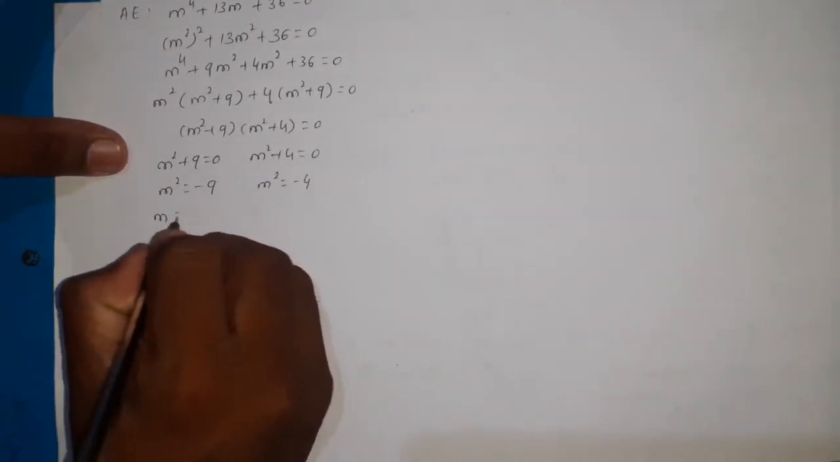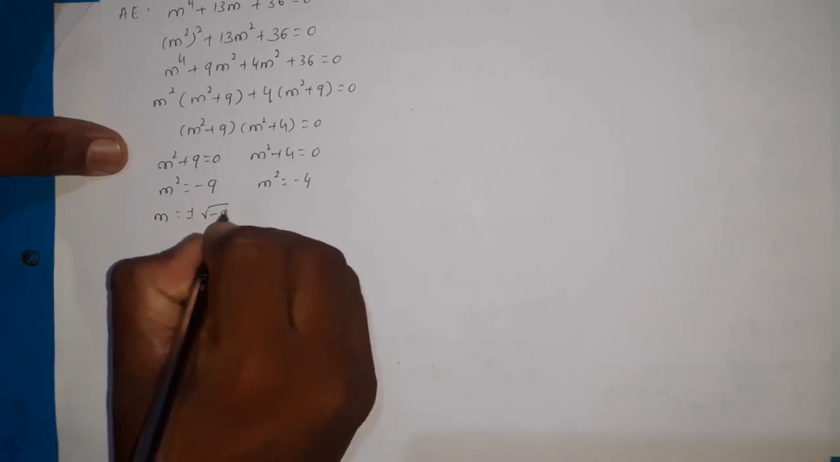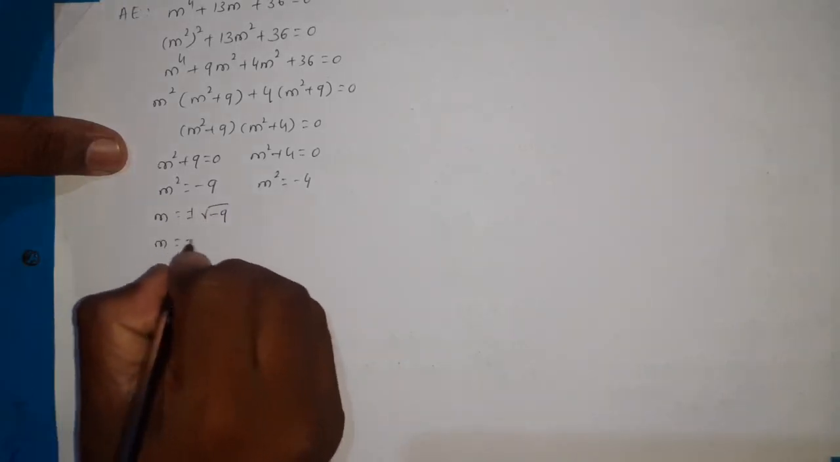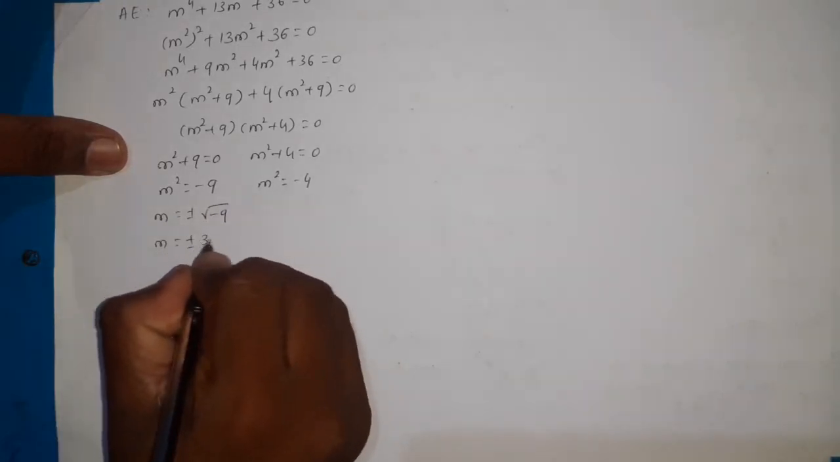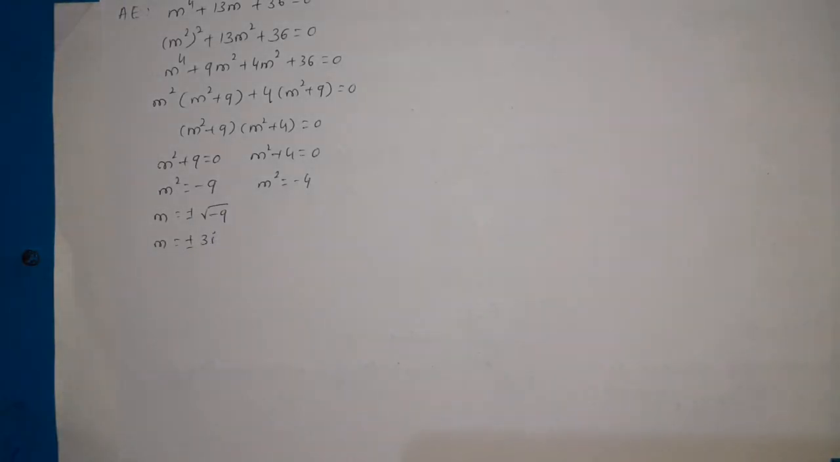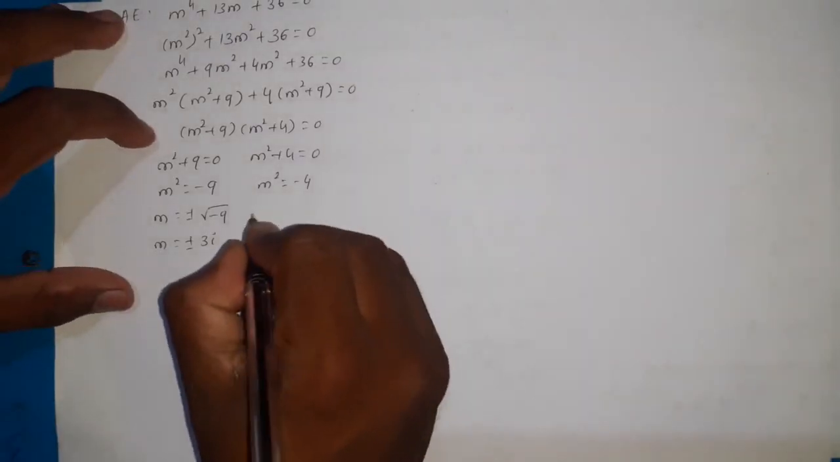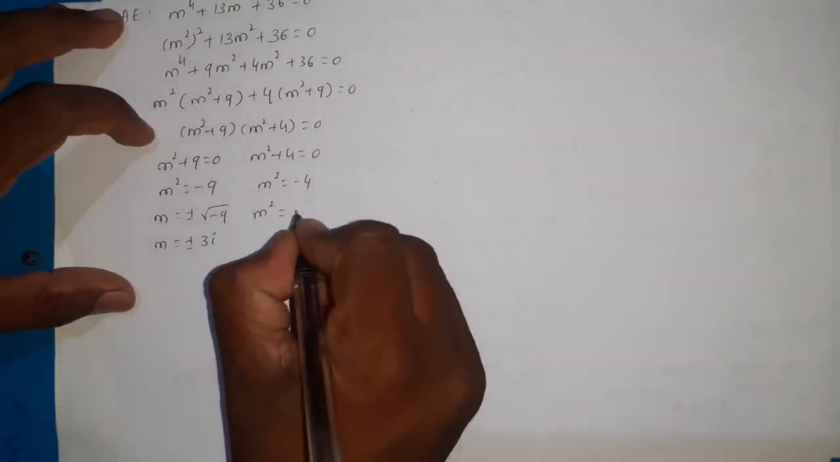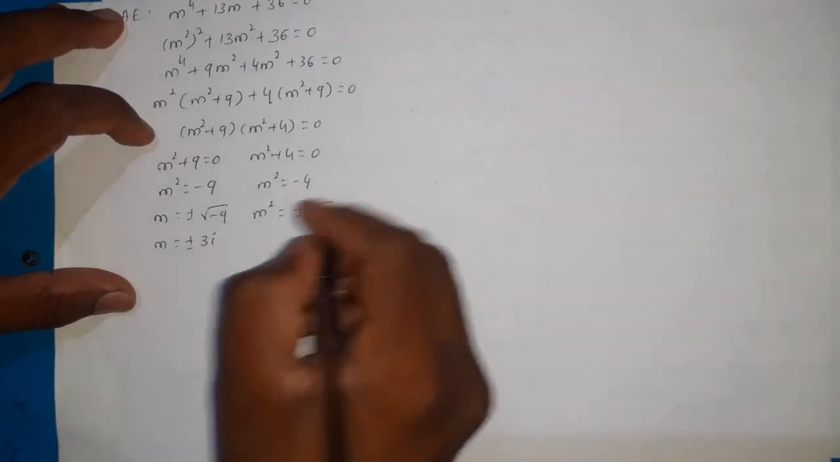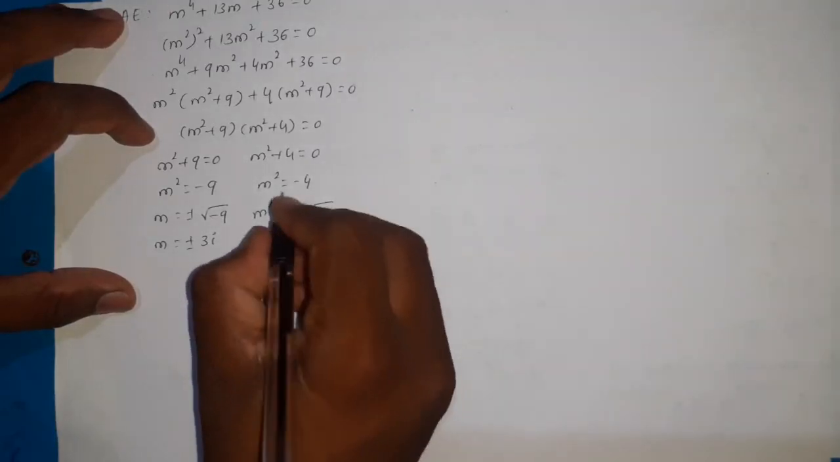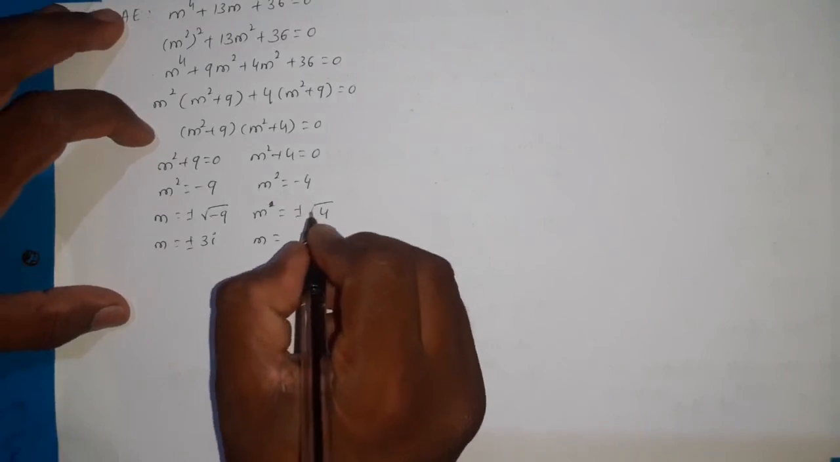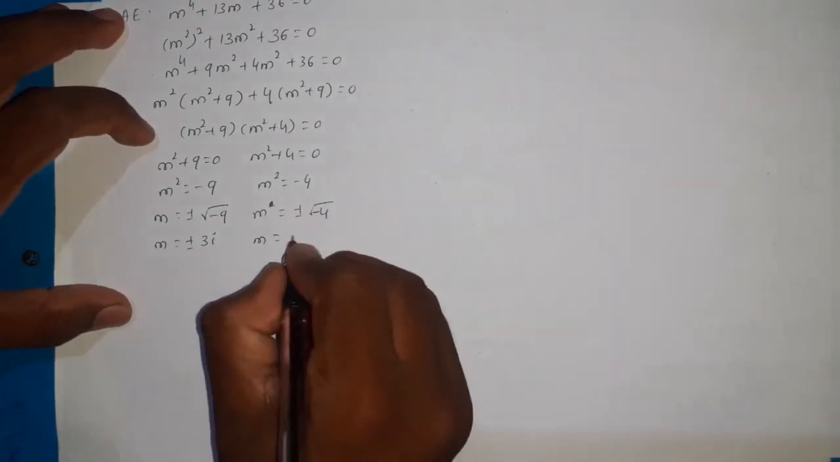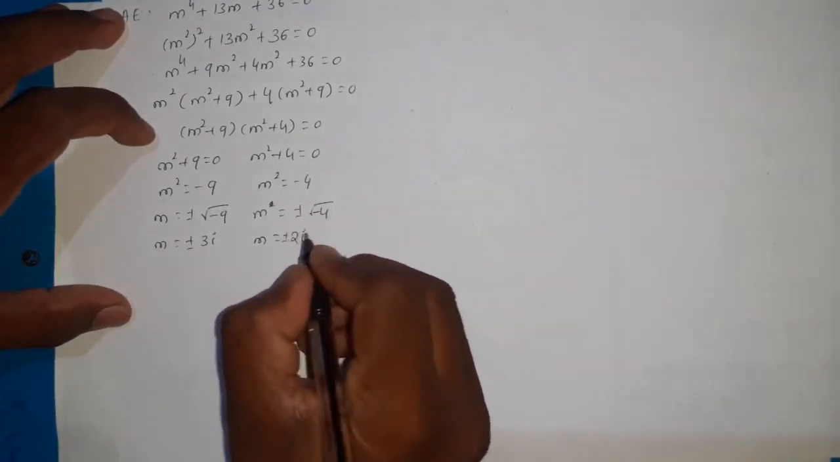Now m is equal to plus or minus square root of minus 9, which implies plus or minus 3i, because i equals square root of minus 1 and square root of 9 equals 3. And here m square is equal to minus 4, then m equal to plus or minus square root of minus 4, which is plus or minus 2i.